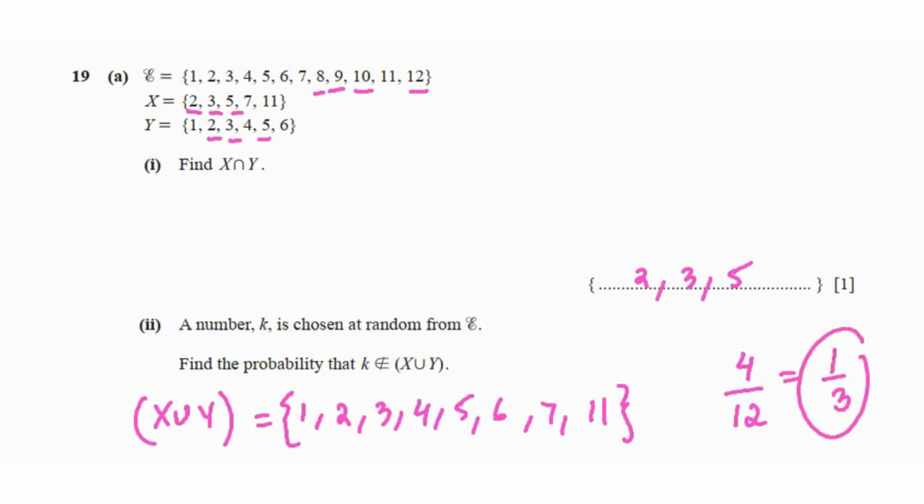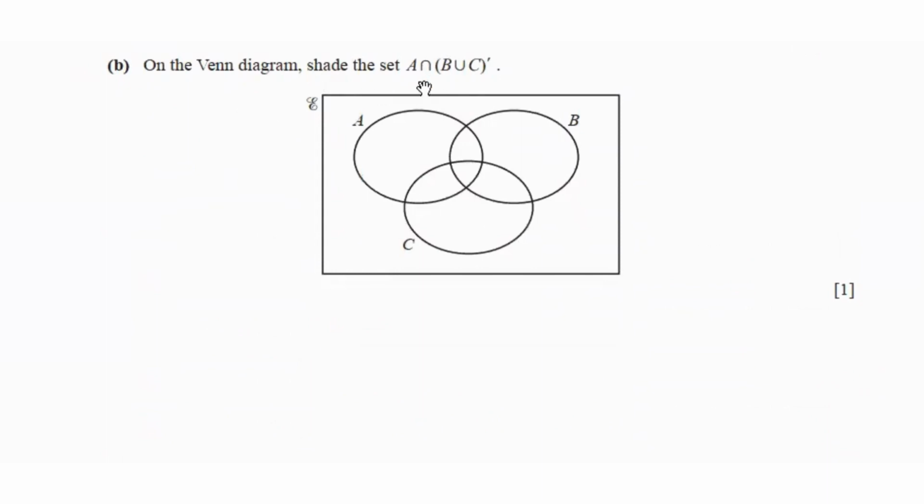That is your answer. On the Venn diagram, shade the set A intersection complement of B union C. So complement of B union C would mean things that are not included in B and C. And since there's an intersection with A, that means it's just going to be this.